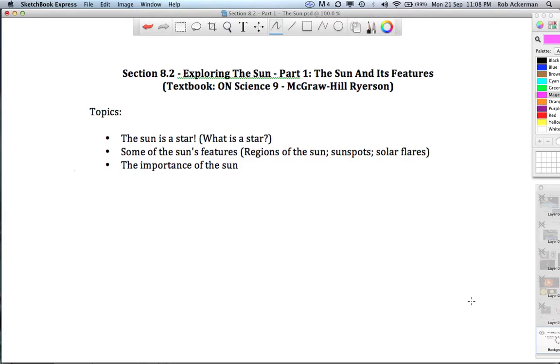The specific topics that we're going to talk about are, first of all, the fact that the sun is a star, which means we're going to have to learn what is a star. We're going to talk about some of the sun's features, and by that I mean the regions of the sun and what are sunspots and solar flares. And we'll finish up with the importance of the sun in terms of how it relates to human beings and planet Earth.